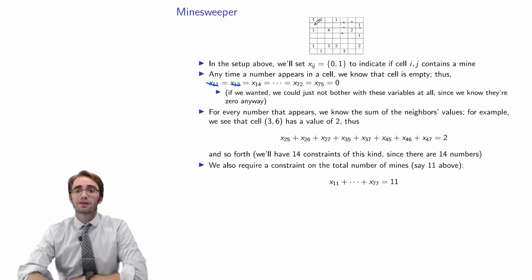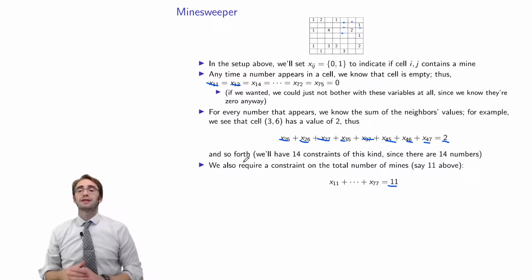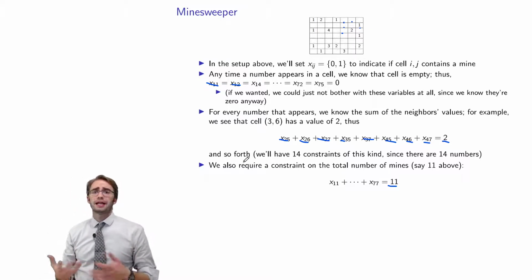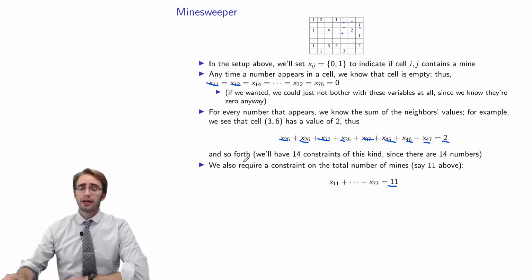And so if you look at the coordinates of these squares, we know that x25 plus x26 plus x27 plus x35 plus x37 plus x45 plus x46 plus x47 has to be equal to 2, and so forth. We'll have 14 of these constraints because there are 14 numbers that appear up there. And finally, in this case, let's say there's 11 mines in total, and we could require a constraint on the total number of mines. That just says the sum of all these x's has to be equal to 11. So I can write those constraints in at any given instant in the board, and I can work out whatever information I can from it.